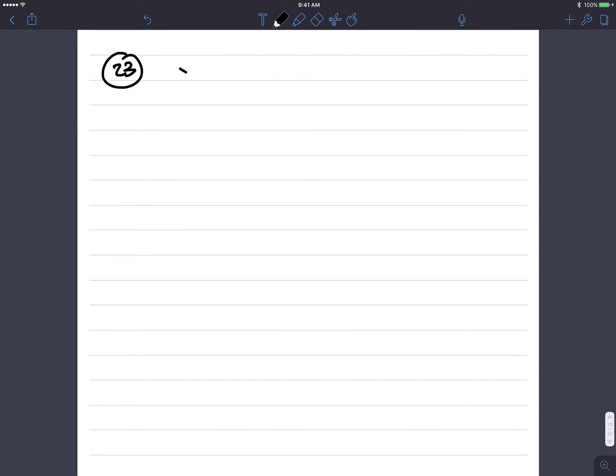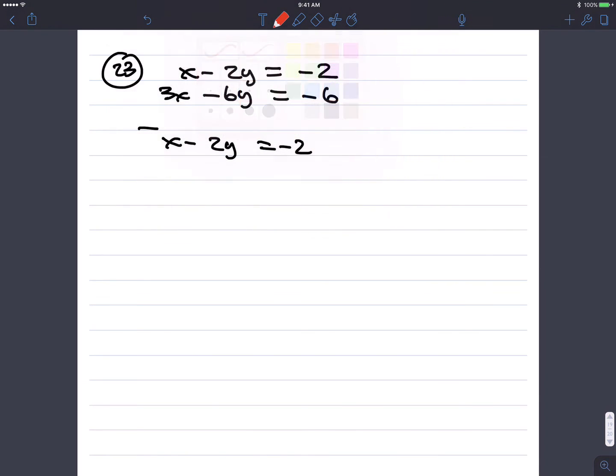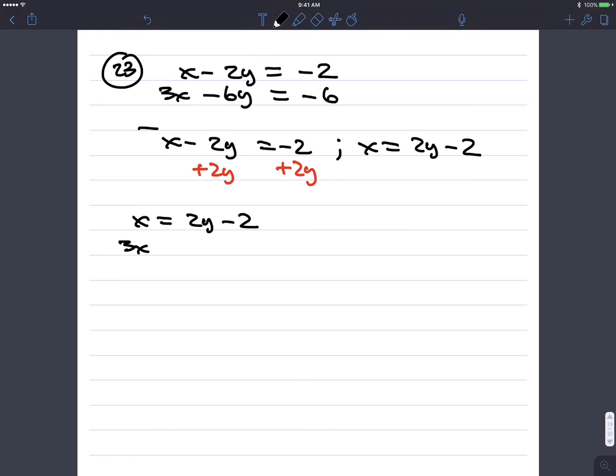Number 23. x minus 2y is negative 2. 3x minus 6y is negative 6. We're going to solve the first equation for x. x minus 2y is negative 2. I'm going to add the 2y to both sides. x is 2y minus 2. So my first equation is x is 2y minus 2. The second is 3x minus 6y is negative 6.